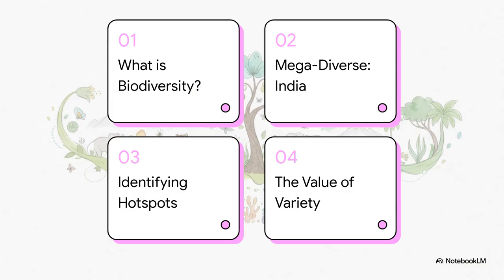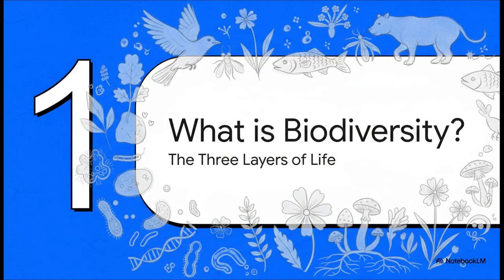So here's how we're going to break it all down. First, we'll nail down what biodiversity actually is. Then, we'll zoom in on a fantastic real-world example, the mega-diverse nation of India. After that, we'll zoom back out to look at the world's most critical hotspots. And finally, we'll get into why all this variety matters so much. All right, first things first, what is biodiversity? To really get it, you kind of have to think of it in three different layers.